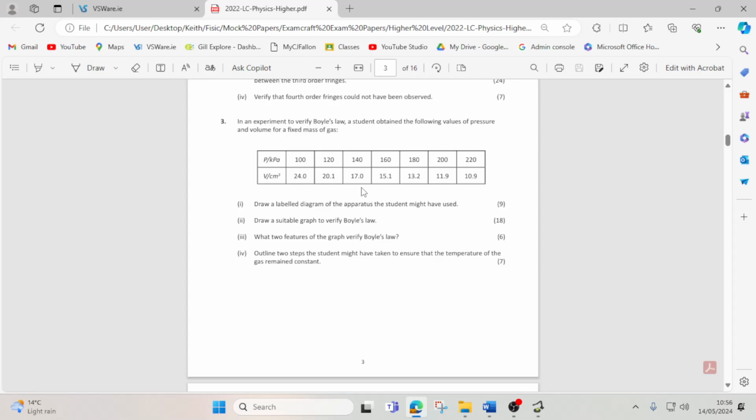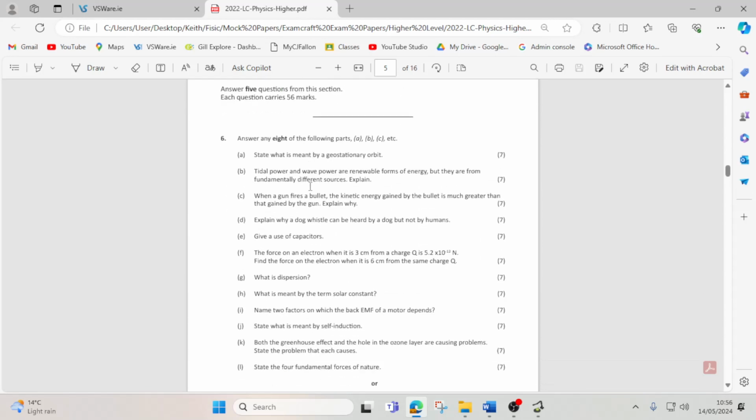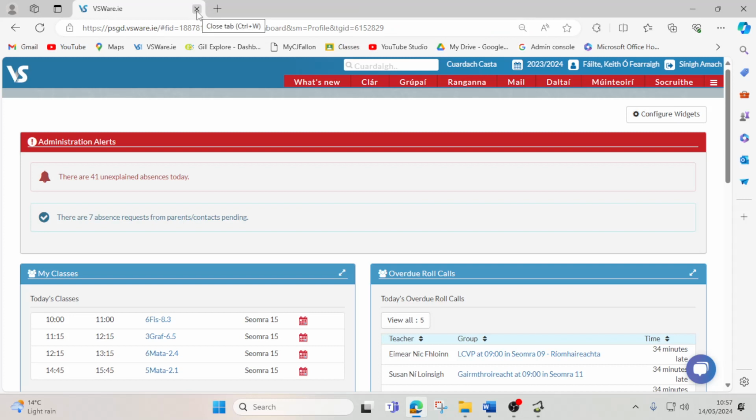Right, that's the mechanics questions. Getting free marks in the mechanics and the experiments.